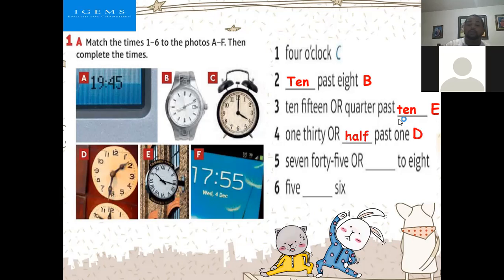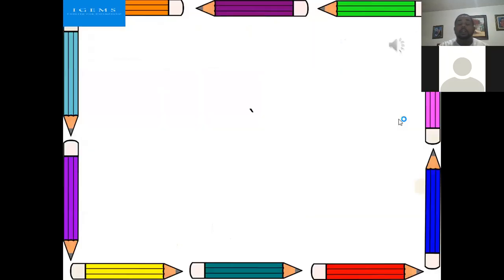Okay, let me show you. Here it is. The second one is 10 past 8. That's B. The third one is? The fourth one is D, the fifth one is A, and the sixth one is F. Okay, amazing. Great job. Let's continue.